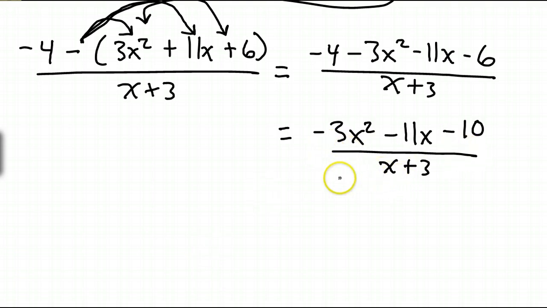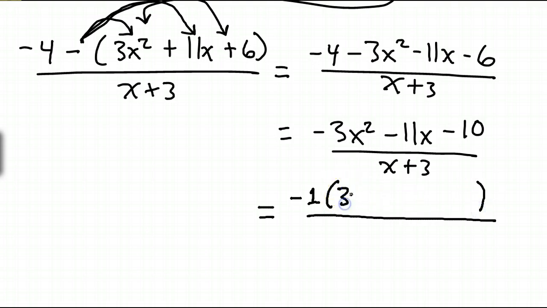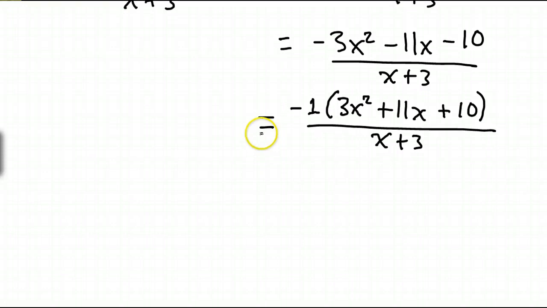So then we have to see if this will factor. Before you can really factor this, there's a negative sign in the very front. And we're going to have to treat that as a GCF. I'll go ahead and put negative 1 for right now to make it more clear. That's going to leave 3x squared plus 11x plus 10 over x plus 3. Now, look at the trinomial and see if you can factor it.